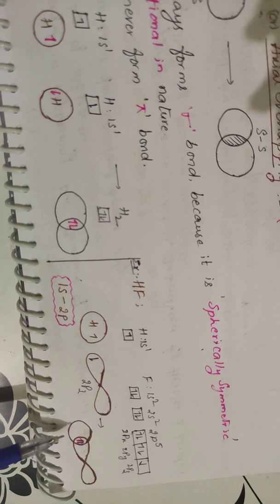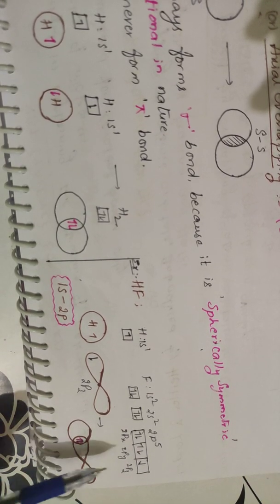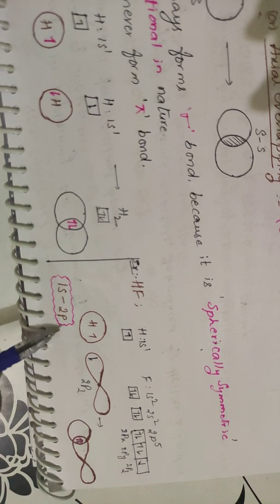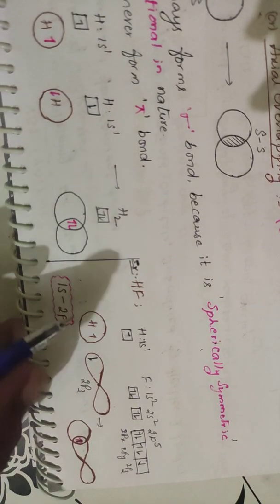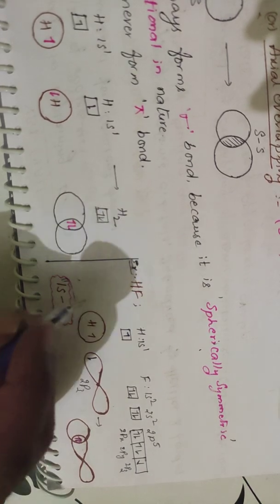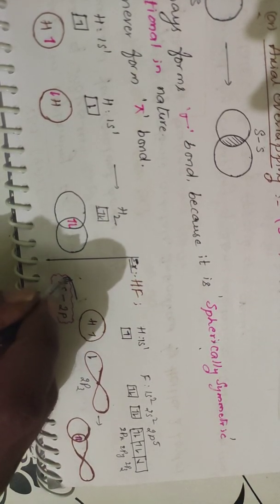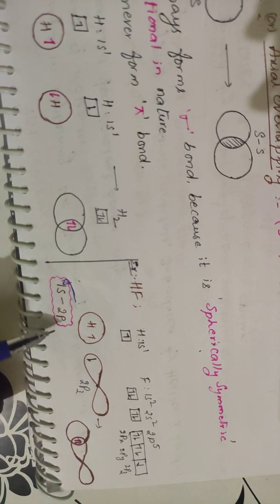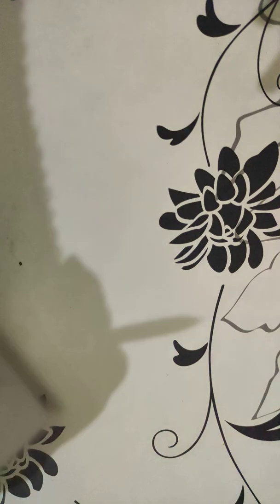So what type of sigma bond? This is 1s, and this p orbital belongs to 2p, right? So we can call it a sigma 1s 2p overlap. Here I have written sigma 1s 1s. So like this, we are getting sigma 1s 2p. There is a formation of a sigma bond between the 1s orbital as well as the 2p orbital. Okay, right. Let me take one more example.